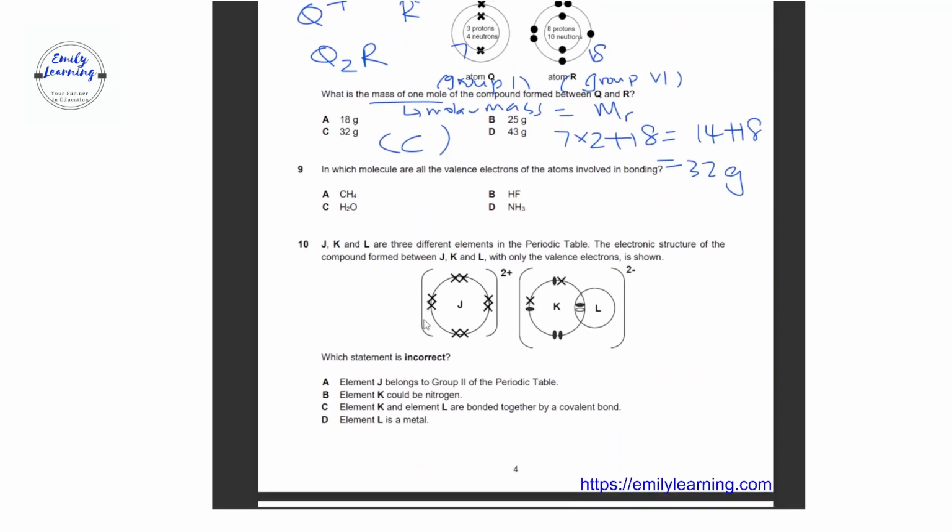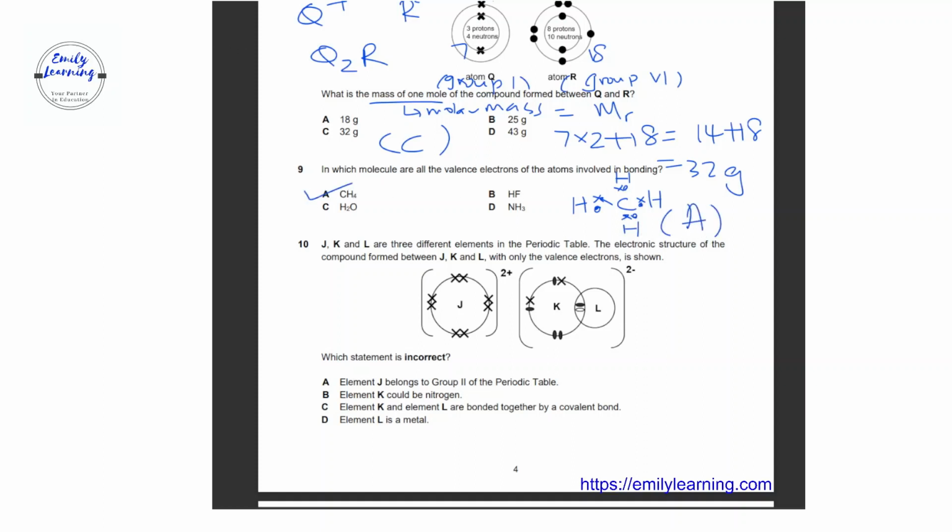Moving on to question 9. In which molecule are all the valence electrons of the atoms involved in bonding? So all the electrons need to be used for the bonding. So if you look at CH4, C has 4 valence electrons. I'll just draw out the valence electrons. H has 1 electron. It also has 1 valence electron. So you notice for CH4, all the electrons are used for bonding. So the answer for 9 is A.